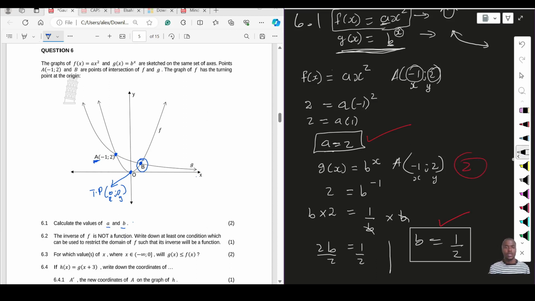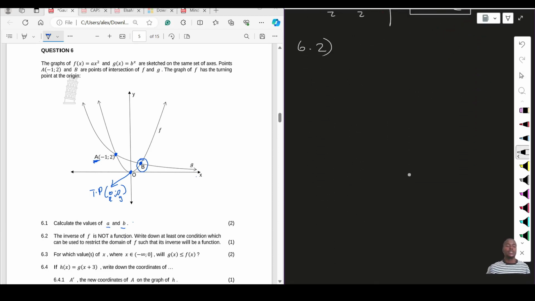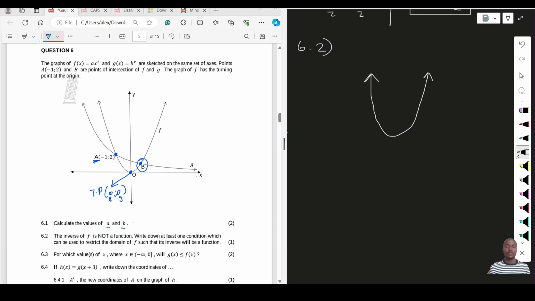Then let's go to the next one, which is 6.2. 6.2, it says the inverse of f is not a function. That's true. So let me draw this side. So let's say this is the function of f. Let me draw the exact function.